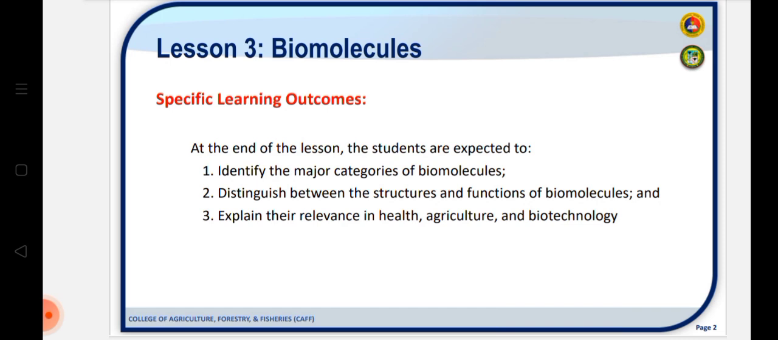So, understanding how their molecular architecture influences their biological roles is key to grasping how life operates at the cellular level. And third, you'll be able to explain their relevance in health, agriculture, forestry, and biotechnology. Whether it's nutrient formulation for crops, genetic engineering in plants and trees, or disease diagnostics, biomolecules are at the heart of innovation and sustainability.